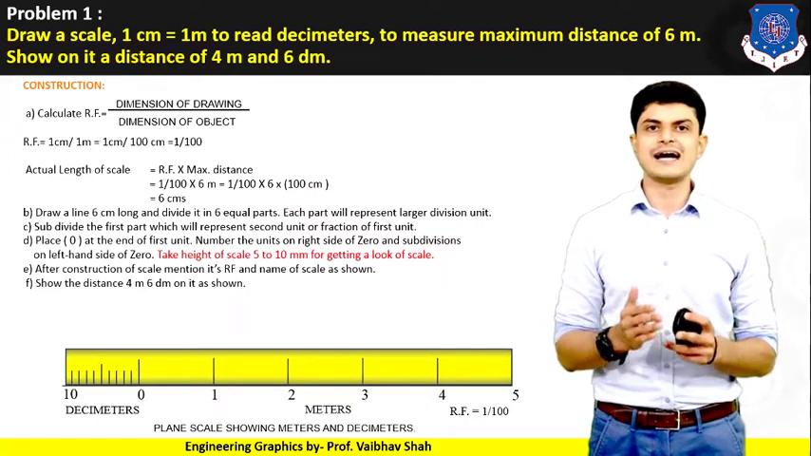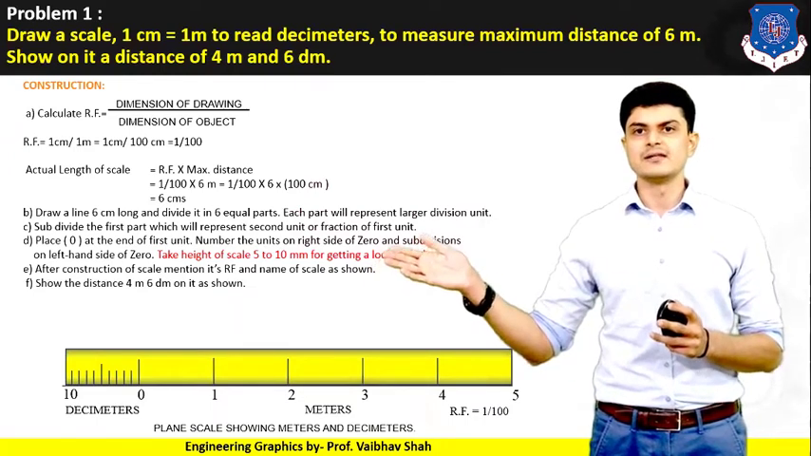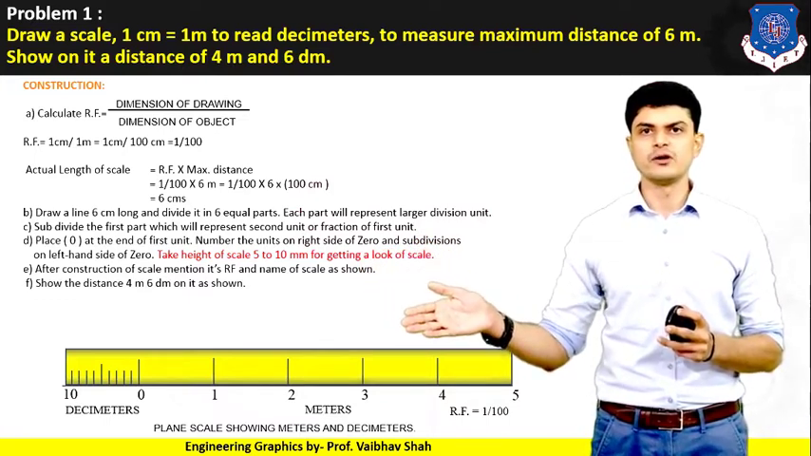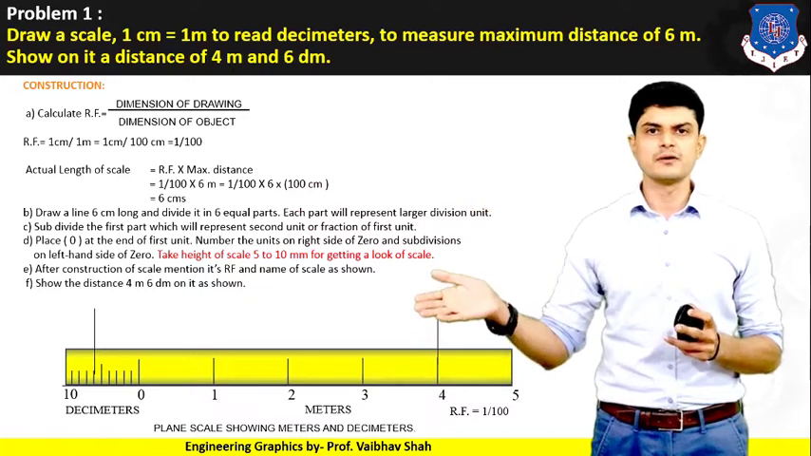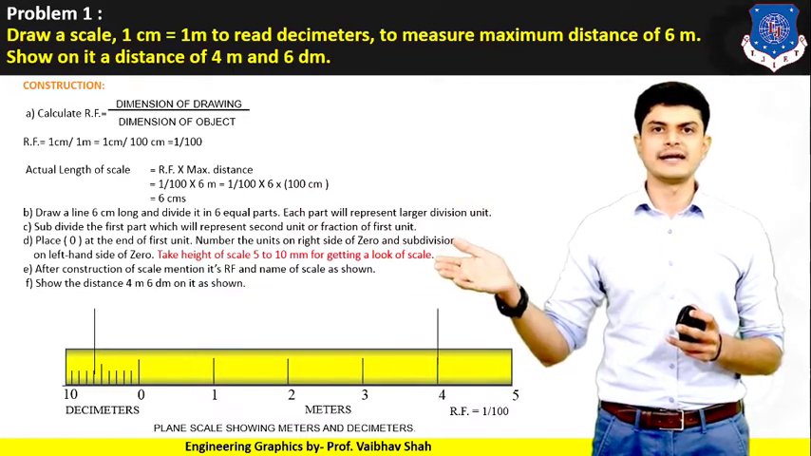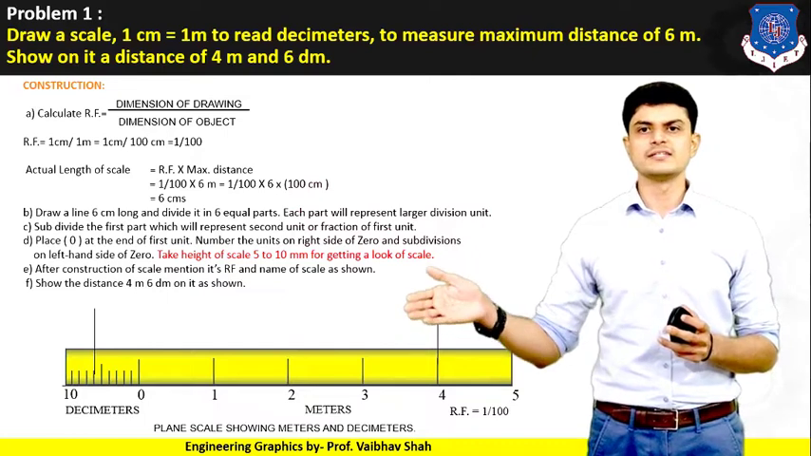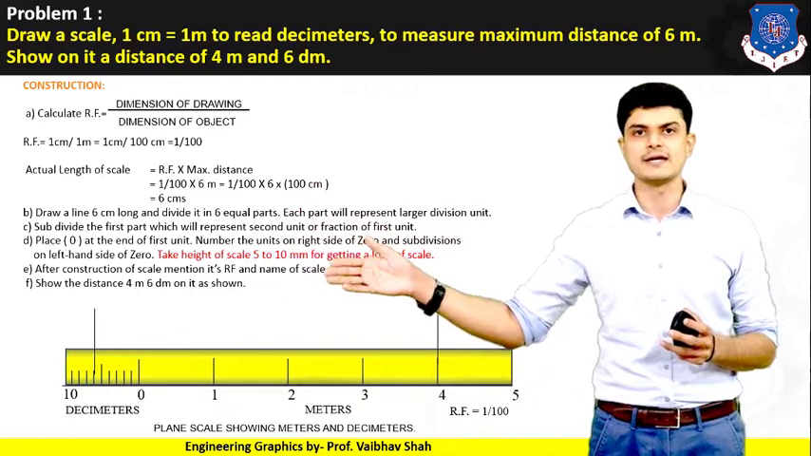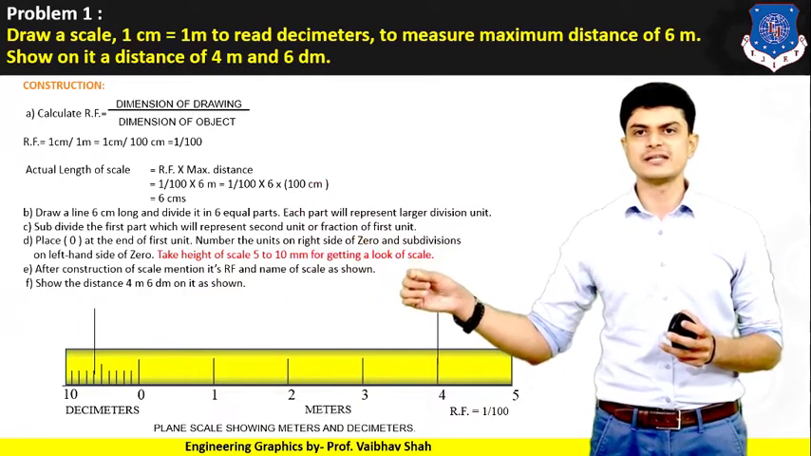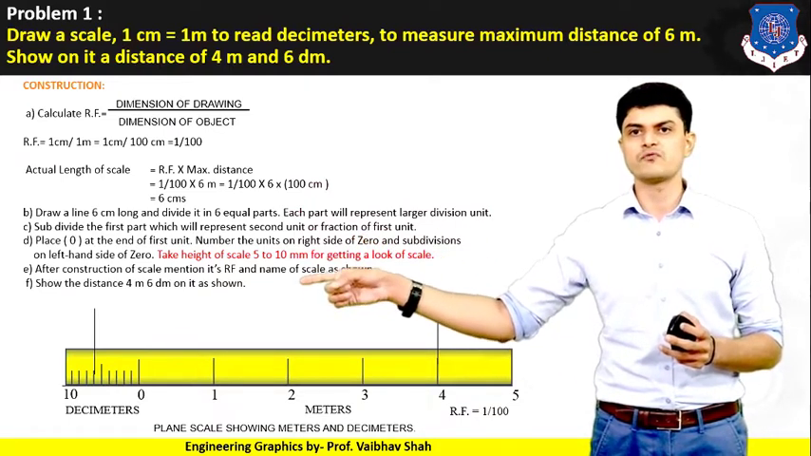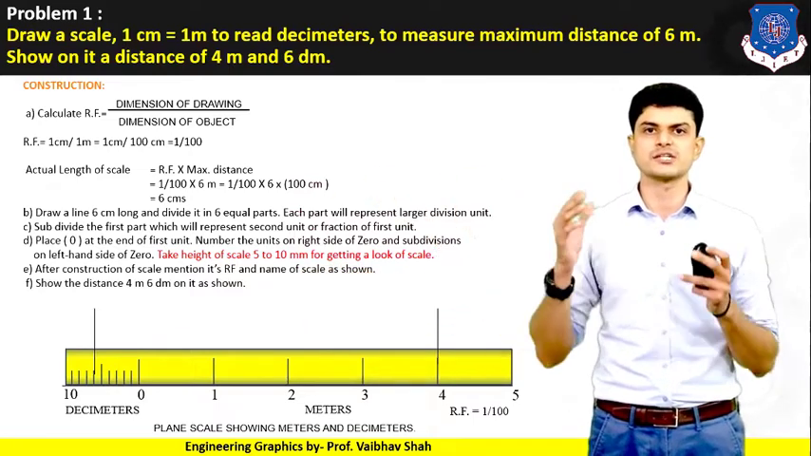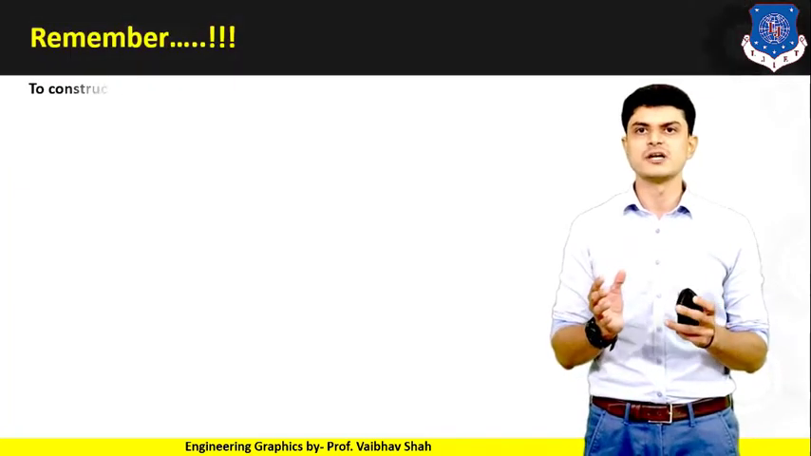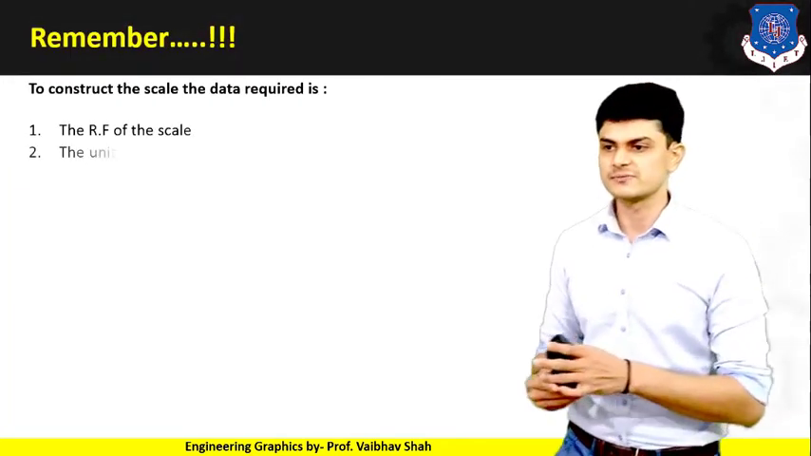Let us start from 0 on the left hand side. Let us calculate 0, 1, 2, 3 and 4. When you get this 4, you just draw one vertical line, and for the distance of 6 decimeters you need to start from 0 and go on the left hand side for 6 division units like 1, 2, 3, 4, 5 and 6. From that unit you need to construct one vertical line, and you will have a distance which is nothing but your distance of 4 meters and 6 decimeters.